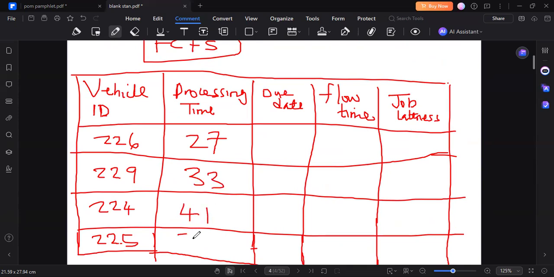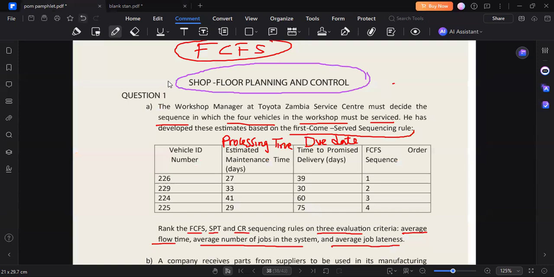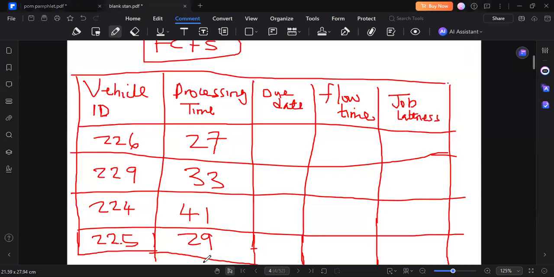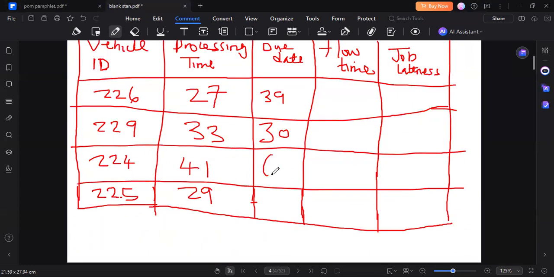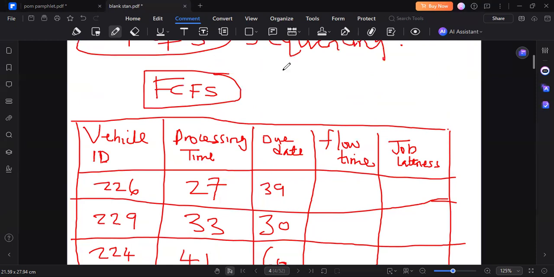So we have this data from the question here. I'm just getting the data as it is. So you have the due date here is 39, 30. So we are evaluating this table, 60, and 75. So this is the first come, first served table.